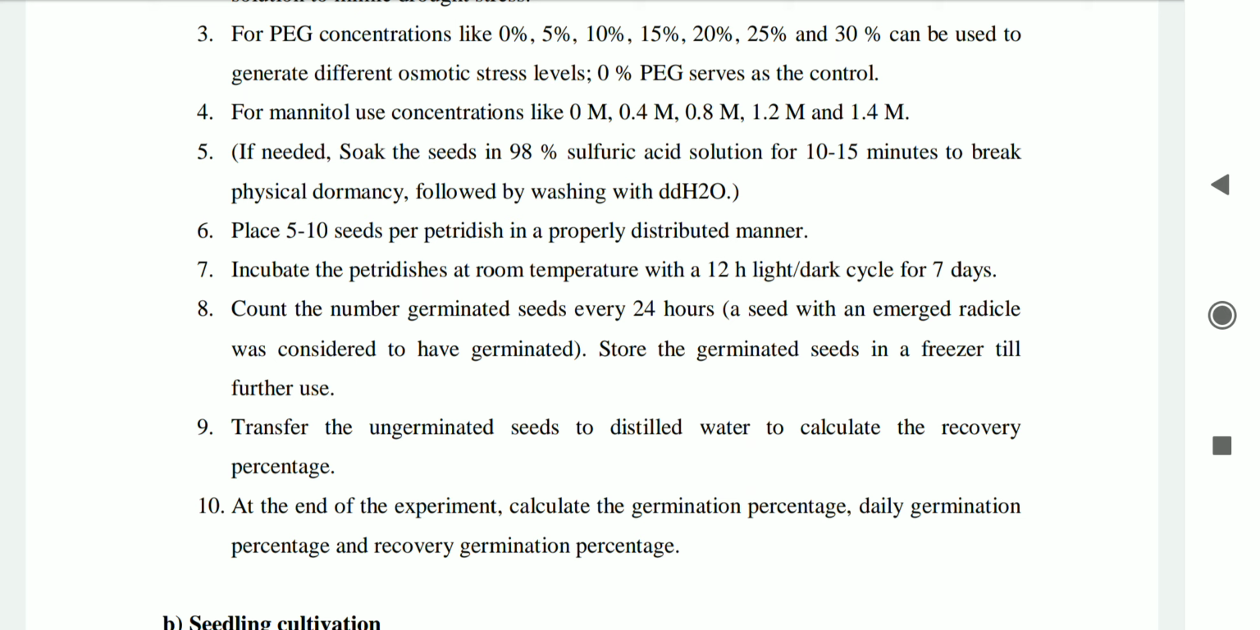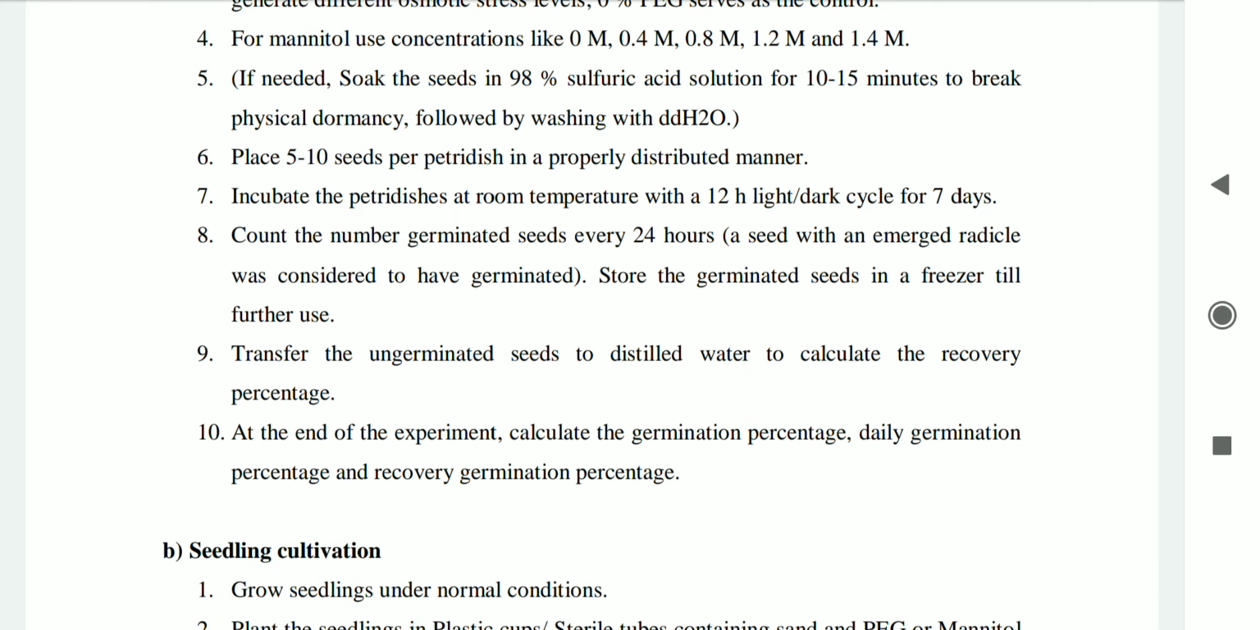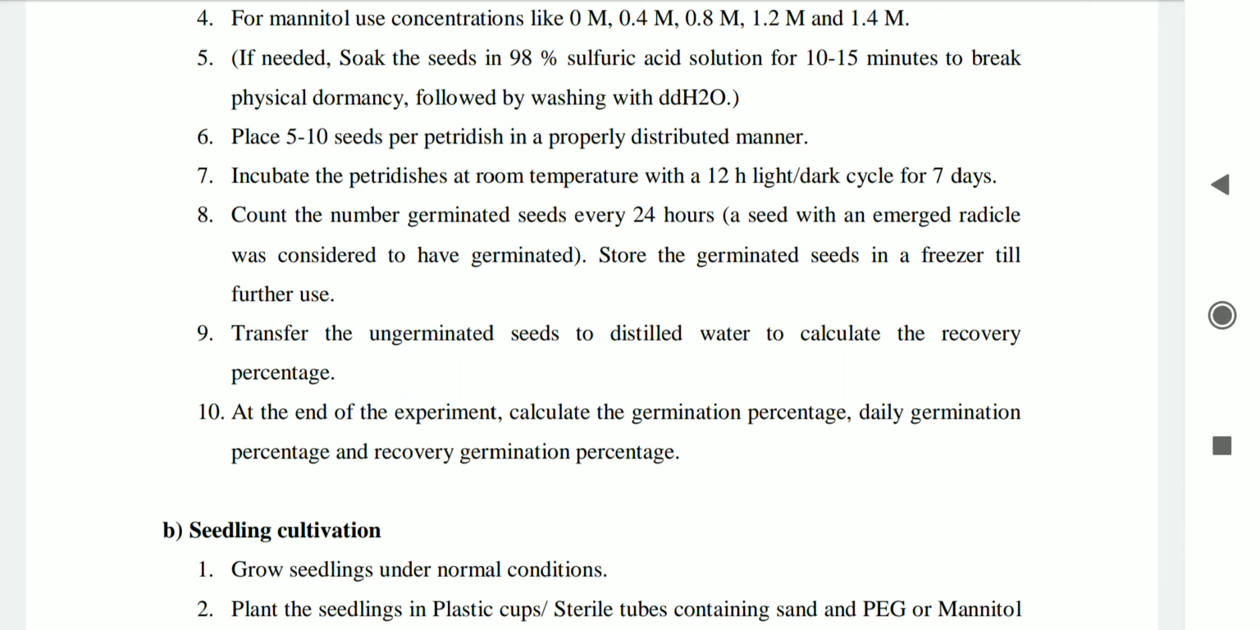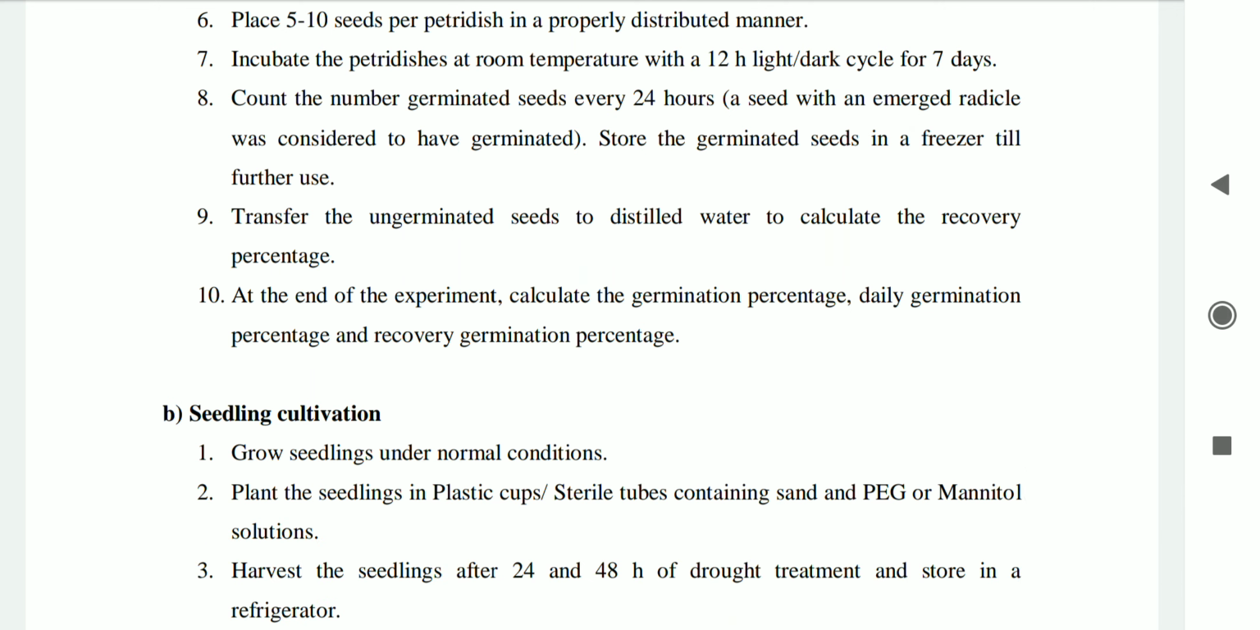Then you have to put 5 to 10 seeds per petri dish, and they should be given a 12 hours light and 12 hours dark cycle for 7 days. And we have to count the number of seeds that germinated every 24 hours. Then you have to calculate the percentage of seed germination, how many germinated daily, etc.